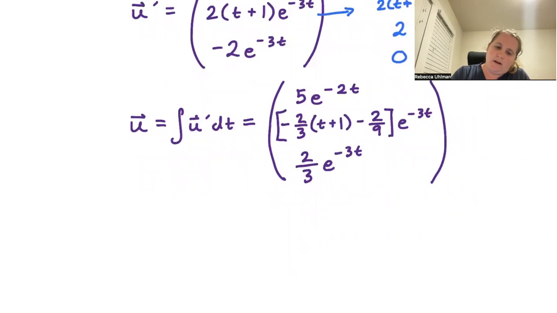And then I'm going to actually write in the plus C1, C2, and C3 as well, since we are integrating. So that first row will have a plus C1, second row will have a plus C2, last row we have a plus C3.